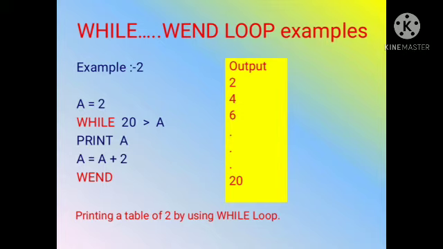If it is less than 20, then again the next value gets printed, meaning 4 will get printed, then again 2 will get added, and then again a will be checked with 20 till it prints 20. It will get checked, and when the value becomes 22, then the loop gets terminated. In this way we can type the table of 2 or any number by using a while loop.